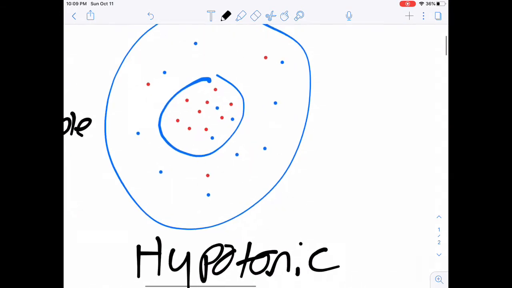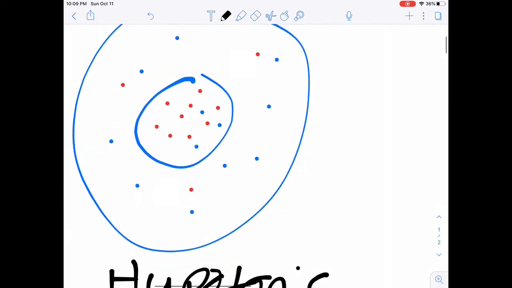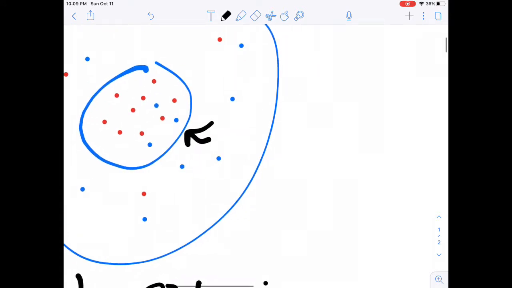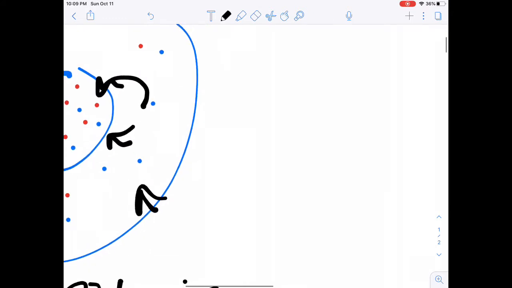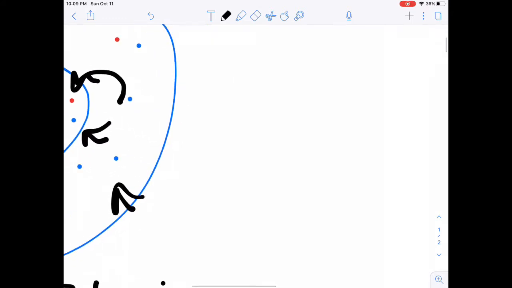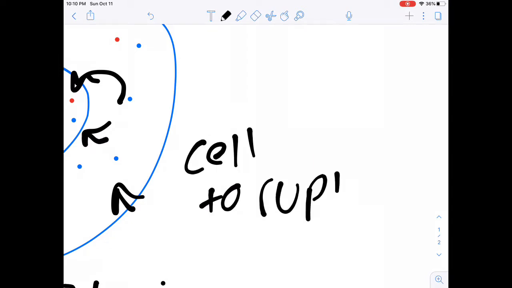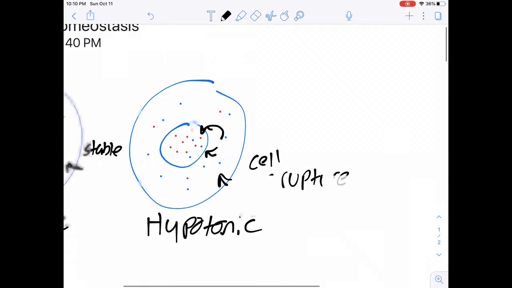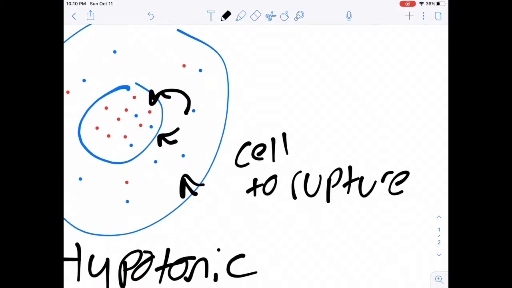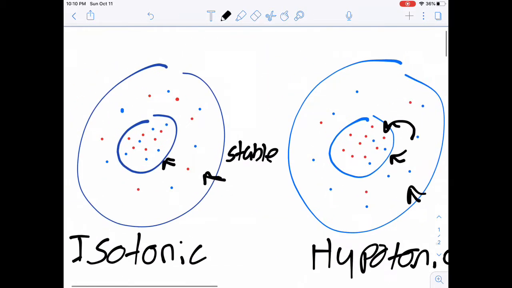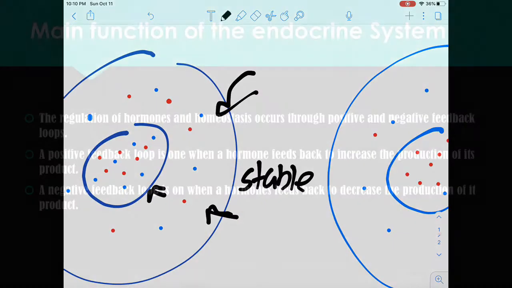In a hypotonic solution, we have way more sodium on the inside than on the outside, which will cause an influx of water molecules to go inside, possibly causing the cell to rupture. This isn't a stable environment, so it's not in homeostasis, while this one is, because we have a stable environment.